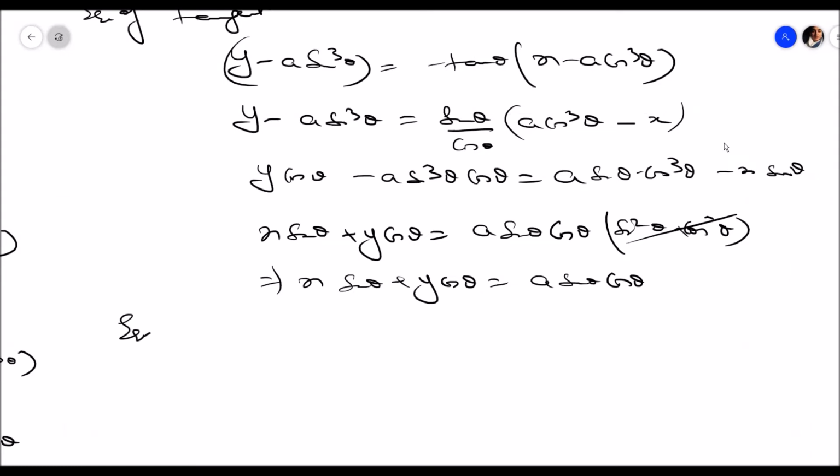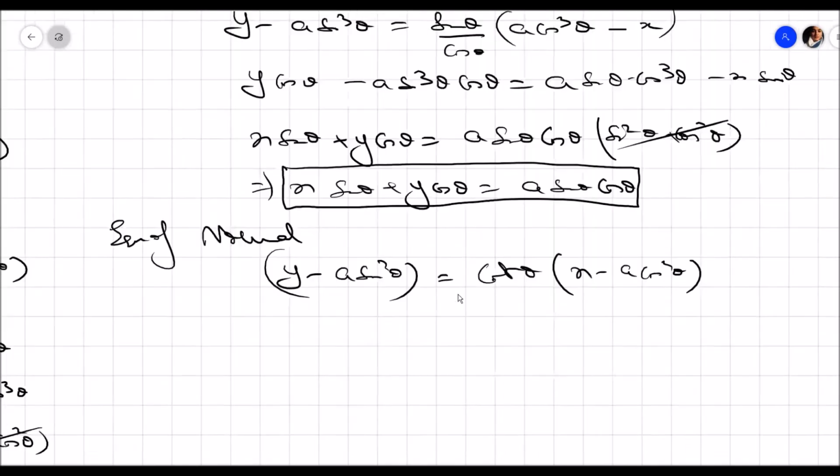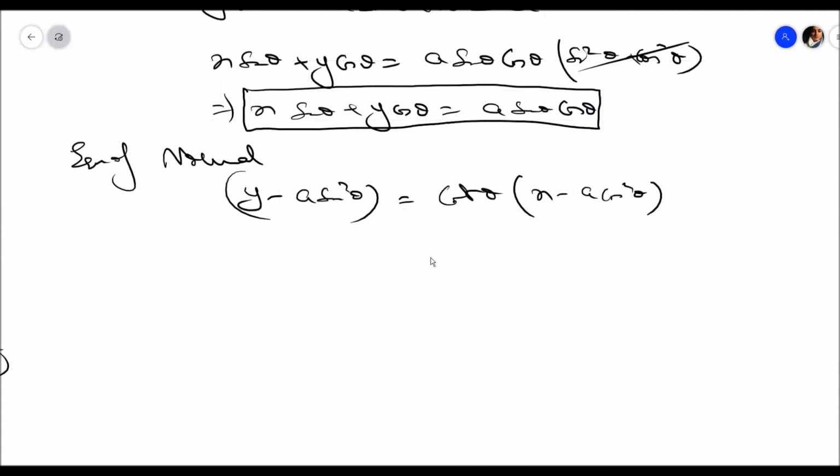Similarly, I'll find out the equation of normal. So this, let's call it the equation of tangent. Okay, equation of normal, same: y minus y1 is equal to the slope of normal, we just found it to be cot theta, into x minus a cos cube theta. So further, y minus a sine cube theta is equal to cos theta by sine theta into x minus a cos cube theta.